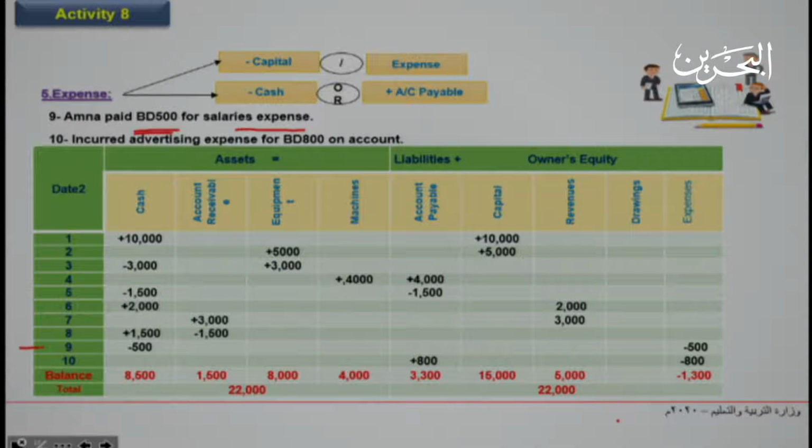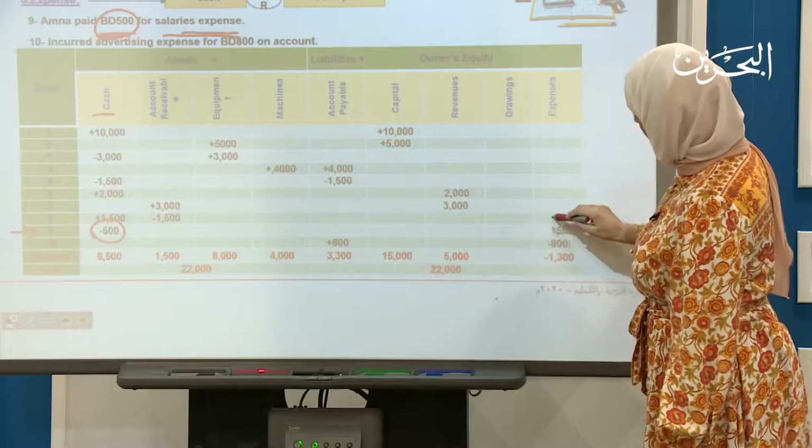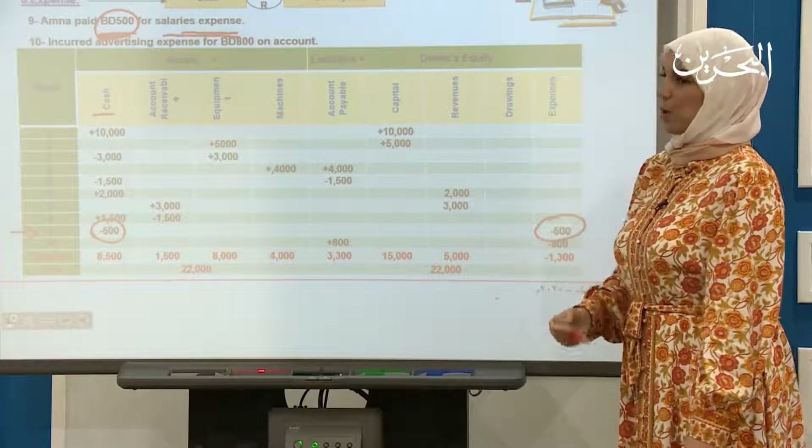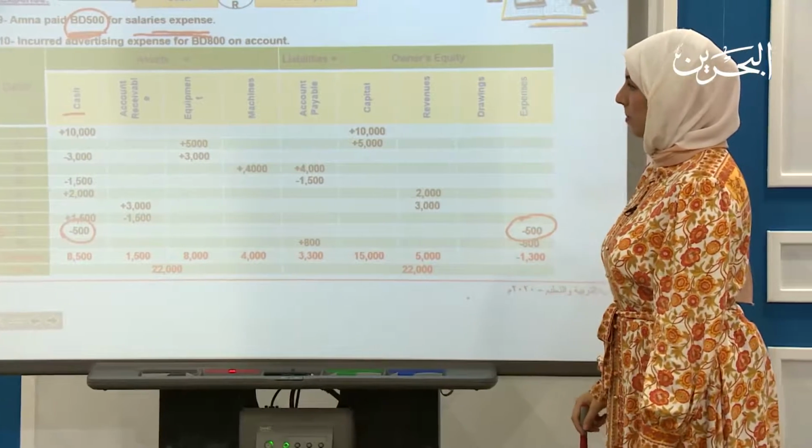Coming to transaction number 9, if I paid 500, the cash in my company will decrease. Coming to the cash account, I will decrease it by 500, the amount that I paid. Moving to salary expense, I will shift to the owner equity section under the expense and I will decrease it by 500 because I paid this expense.